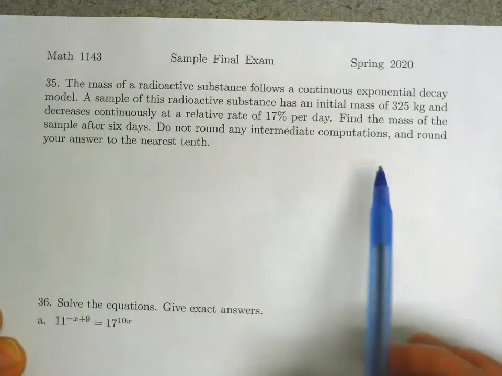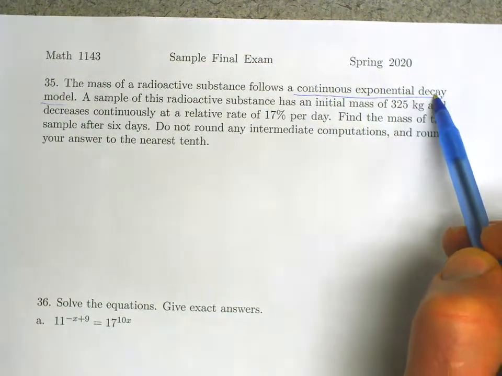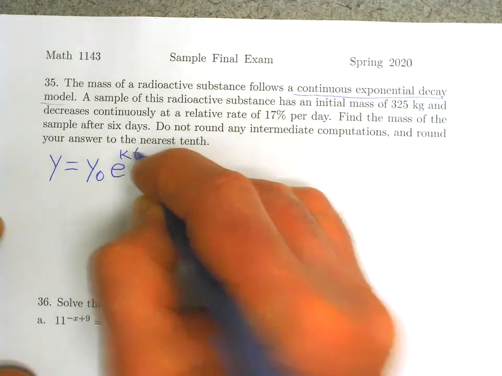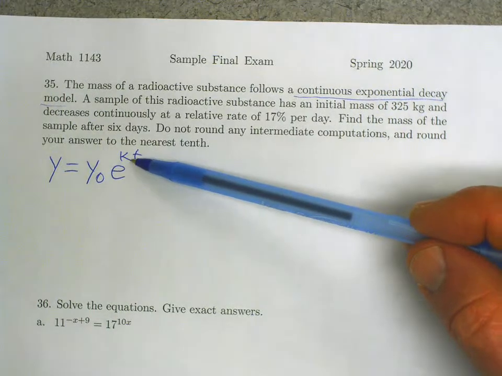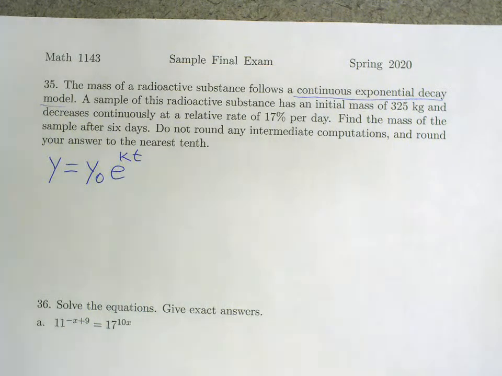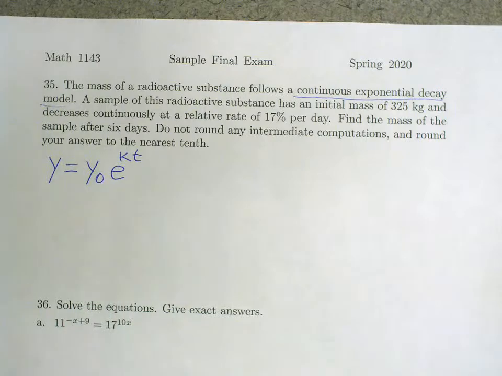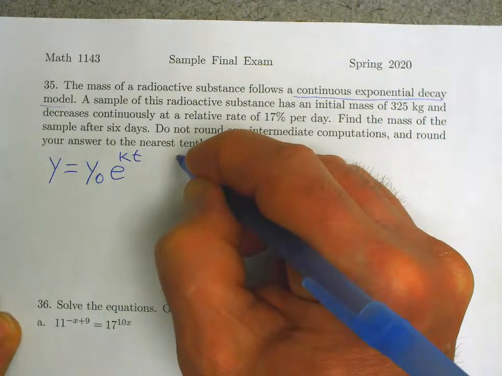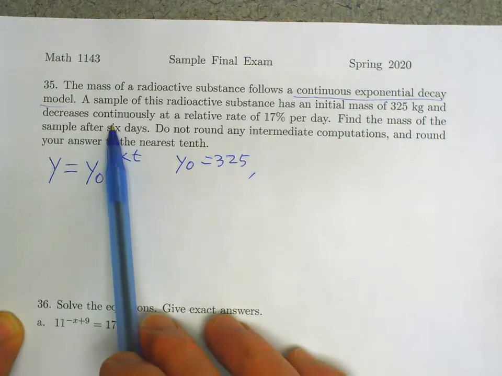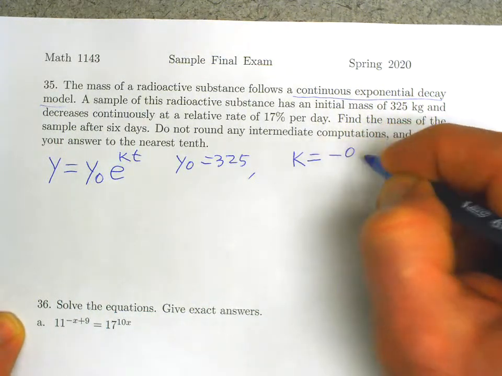Okay, so the way that we're going to interpret the expression continuous exponential decay model, we're going to think of y equals y sub 0 times e to the kt. So the decay constant k has to be negative. I know that in some instances you'll see negative kt instead of just kt. Either way is okay as long as you're consistent. If I write it this way, I know that k itself has to be negative. Okay, so the initial quantity is 325, and if it's decreasing continuously at 17% per day, then the value of k is negative 0.17.